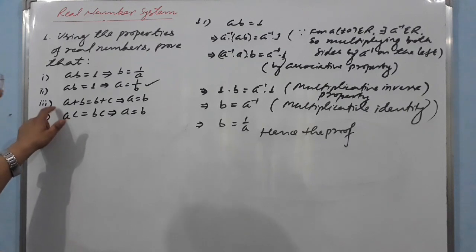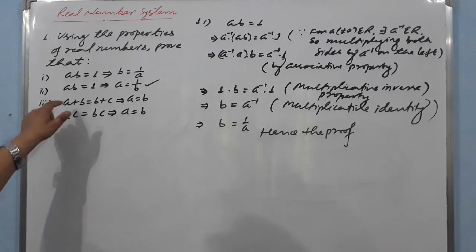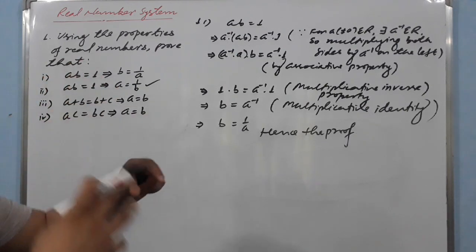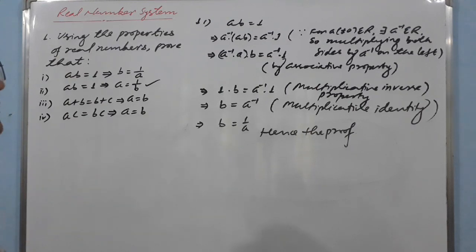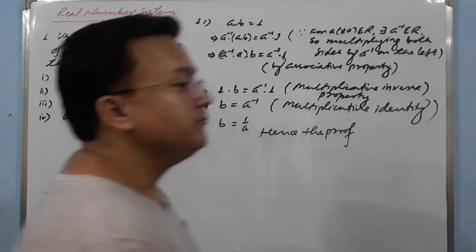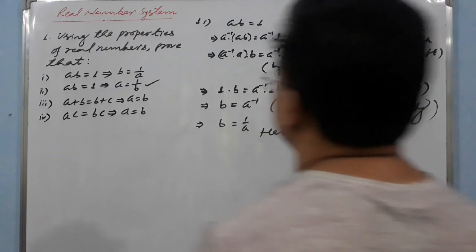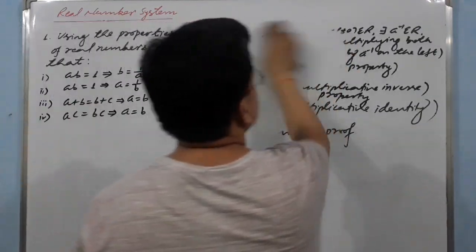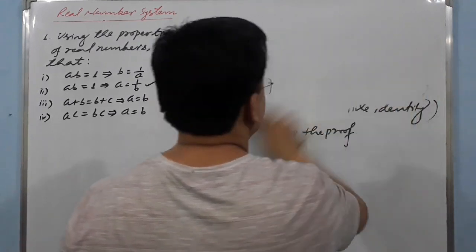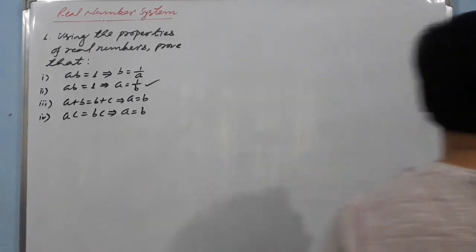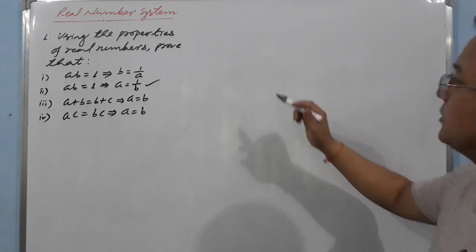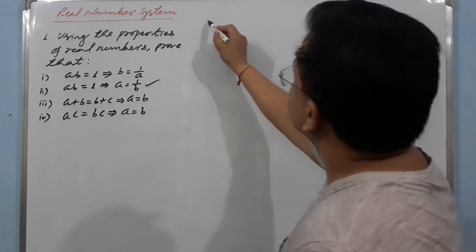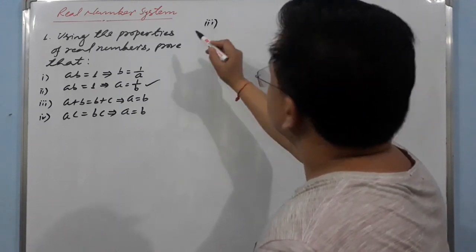Now the third one I'm going to tell you. Here we used the multiplication properties, properties based on multiplication. Now I'm going to use the properties of real numbers on addition. So I think that is clear. Now I'm going to teach you the third question. So what is the third question? Okay, this is the third question.